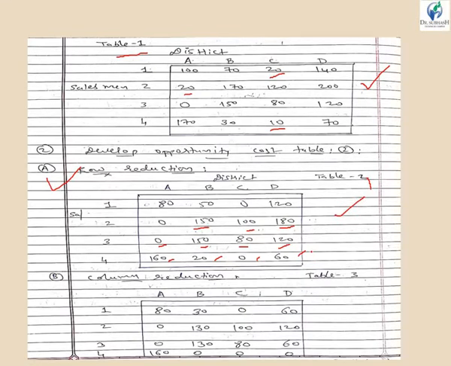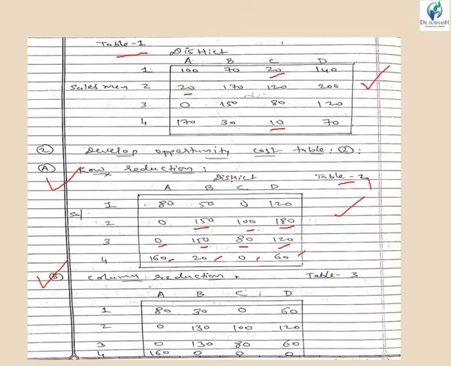Moving forward to the second sub point, that is column reduction. Now in column reduction we will take this table 2 as a reference and do the column reduction. For column A, there is already 0 present in the first column, so there is no change in that column because subtracting 0 from all the other elements will remain as it is.